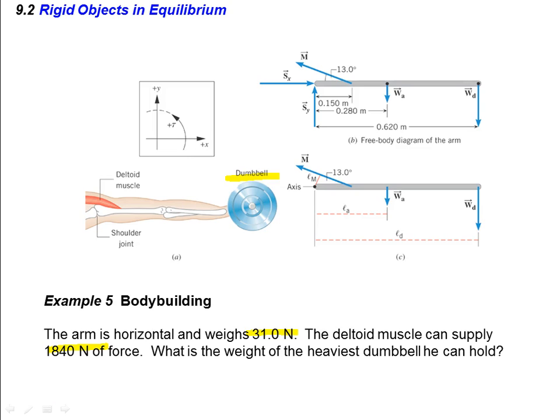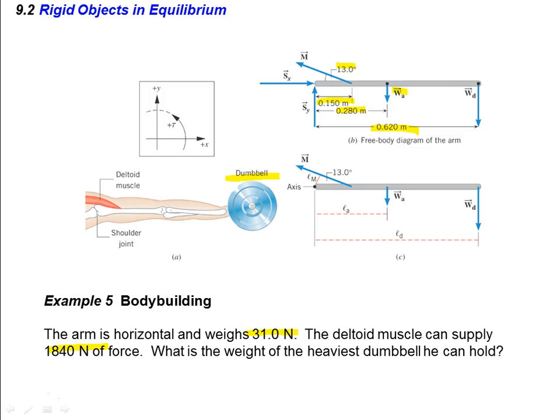Well, we're given a couple of distances. The length of the arm is 62 centimeters. The distance from the shoulder to the center of gravity of the arm is 28 centimeters, and why it's not at the direct halfway point, we'll talk about later. And the distance from the axis of rotation to where the deltoid muscle is attached is 15 centimeters, and it's attached at an angle of 13 degrees.